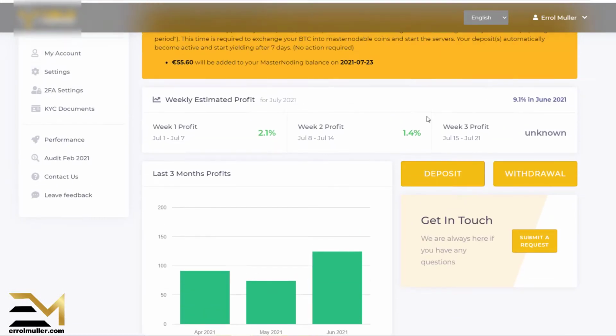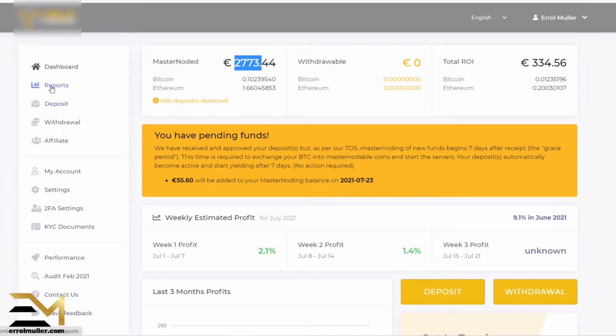As you can see, this is my account. I am currently logged in. Let's quickly go to reports. My total return on investment is $334. Now you might ask yourself, why is it only $334 if you've got a total amount of 2,700 within this program? Firstly, it's not an investment, it's not cryptocurrency mining or Bitcoin mining. It is master noding, in something totally different. And a huge disclaimer for this entire video: I cannot guarantee any results, and please do your own research on everything that I am sharing with you.